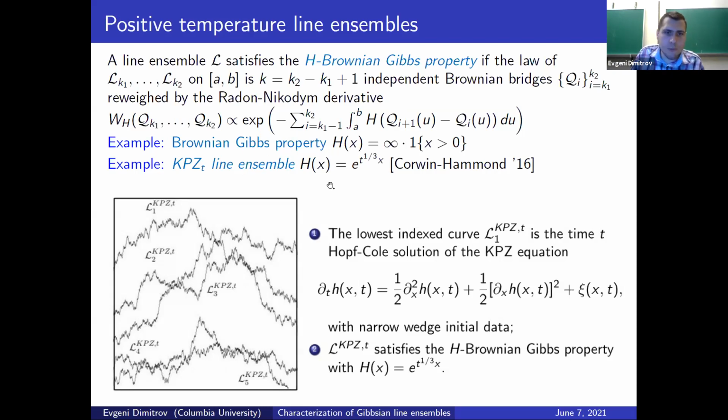Now, another natural choice for this interaction Hamiltonian is given by an exponential function. So you're looking at functions of the form e to the power of a positive constant times x. I'll explain in a moment why we denote this constant by t to the 1/3.